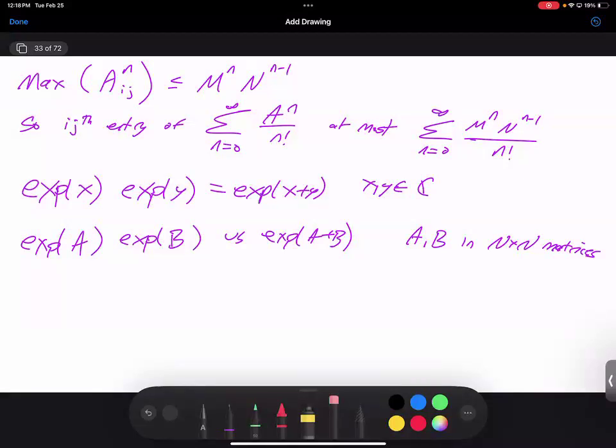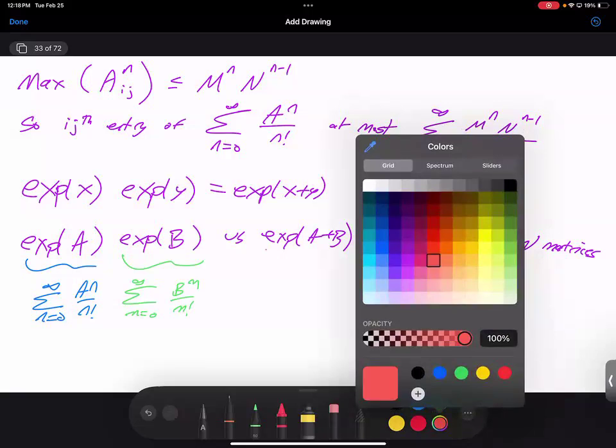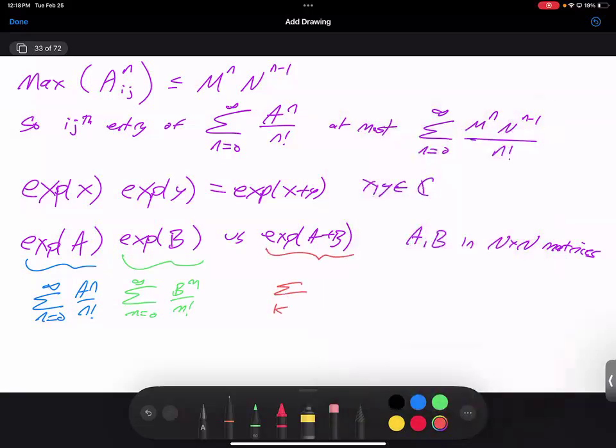So what happens? Let's look at what's going on. This is the sum, n goes from 0 to infinity of A to the n over n factorial. This is the sum, m goes from 0 to infinity of B to the m over m factorial. And over here, let's have more colors. This is going to be the sum, k goes from 0 to infinity of (A plus B) to the k over k factorial. What is (A plus B) squared?